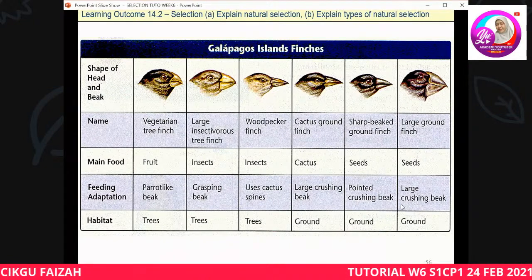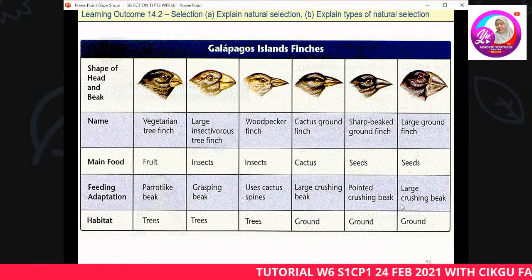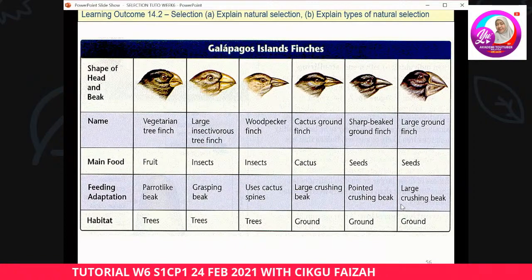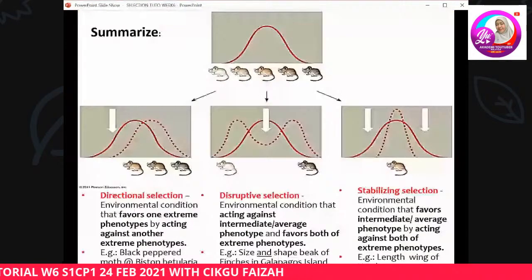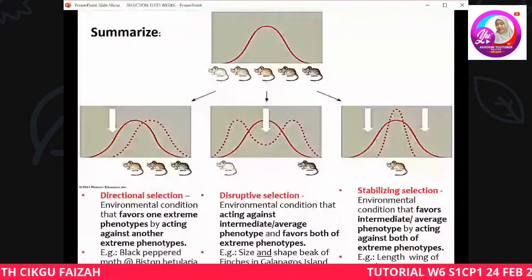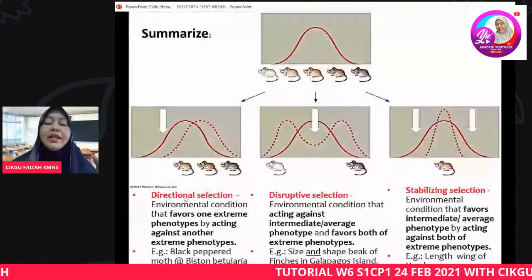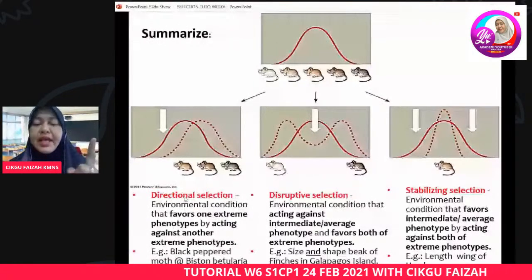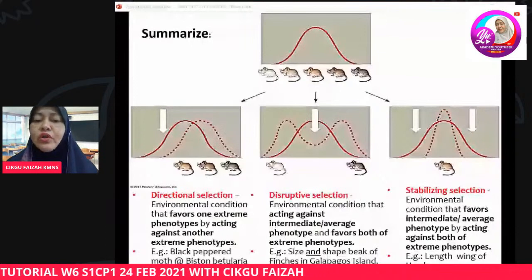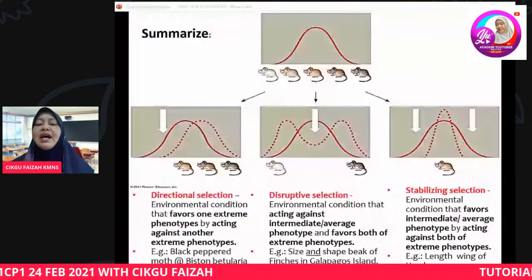So with that, teacher is done with natural selection. This is the summary of what we have discussed. Class, you need to remember the keywords: favorable and against. That is the keyword. Now teacher would like to proceed. This is how it shows.